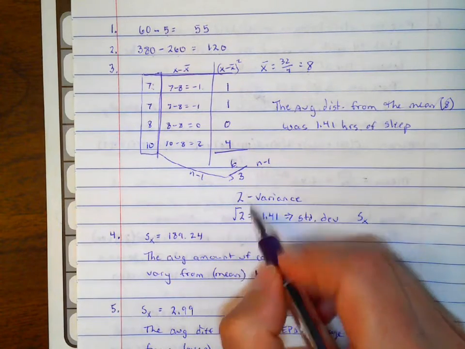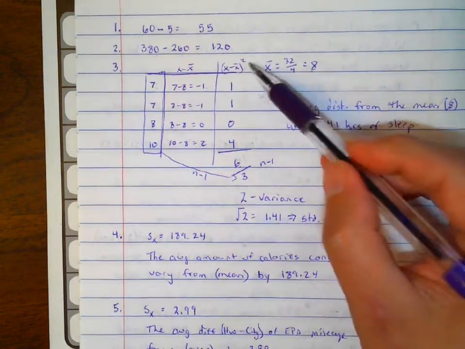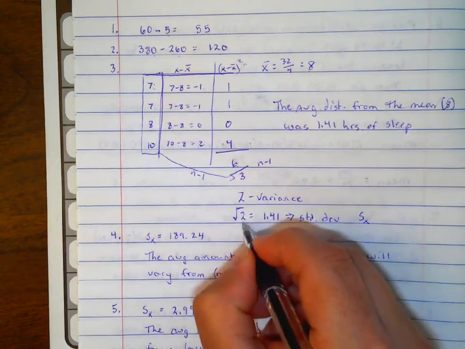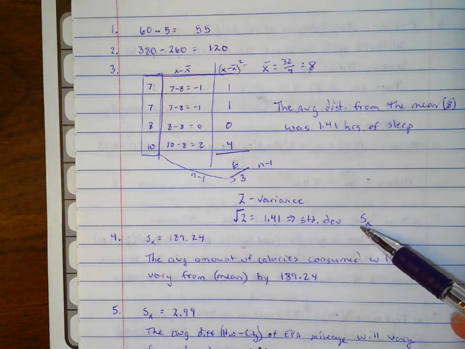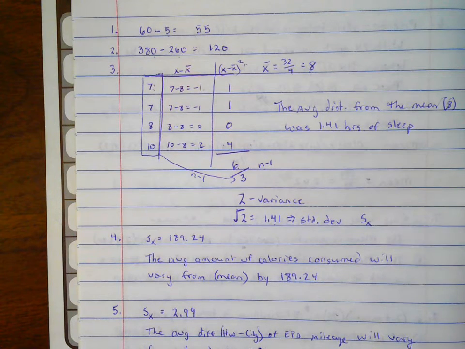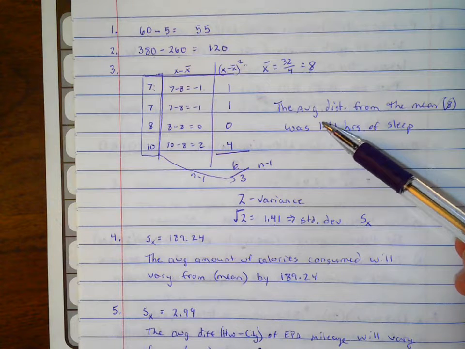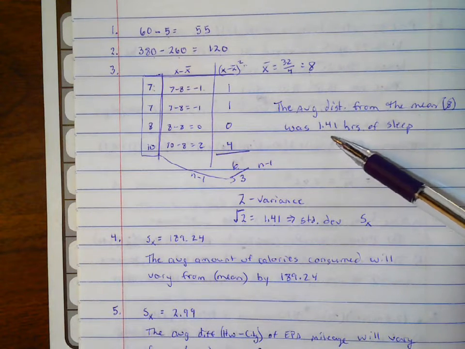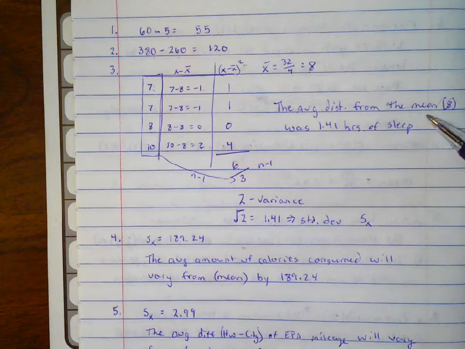When you divide there, you get 2. That is called our variance. And the opposite of squaring something is taking the square root. So the square root of 2 is 1.41. That is our standard deviation. Okay, asking you to interpret it. The average number of hours of sleep away from the mean of 8 was about 1.41 hours, where the average distance from the mean was 1.4 hours of sleep.